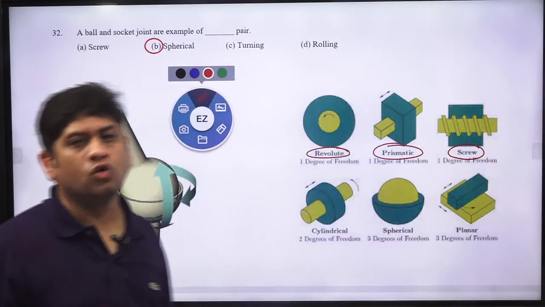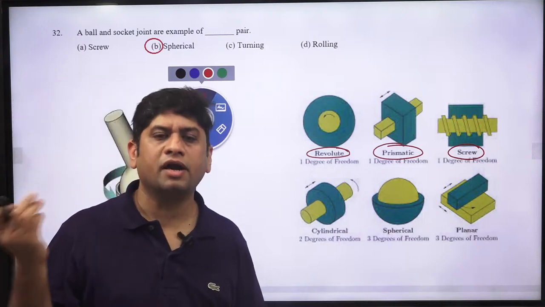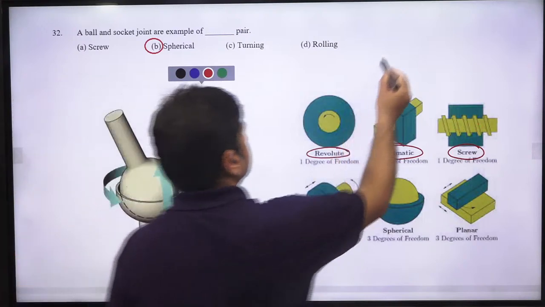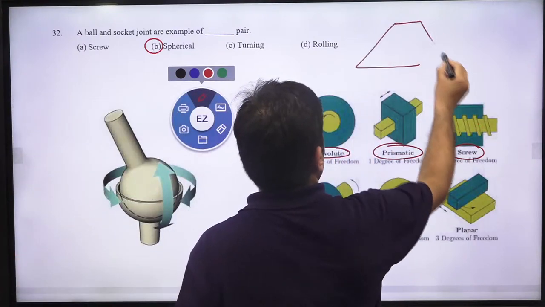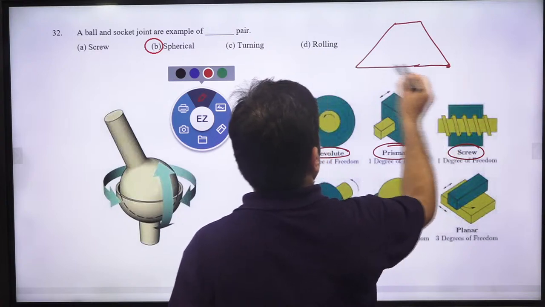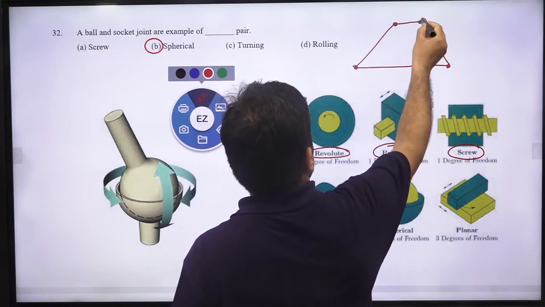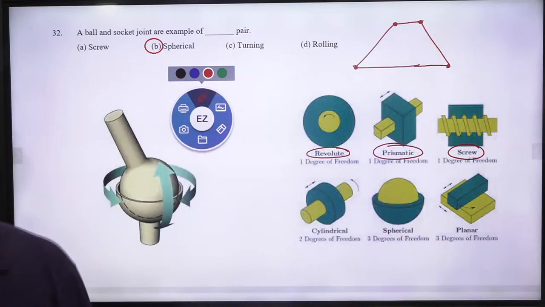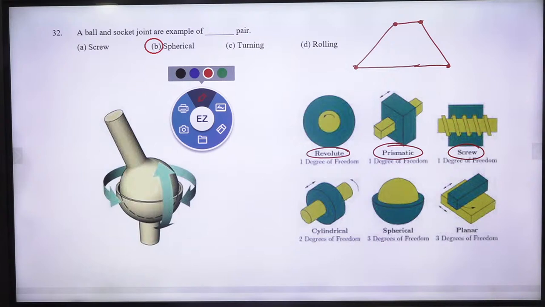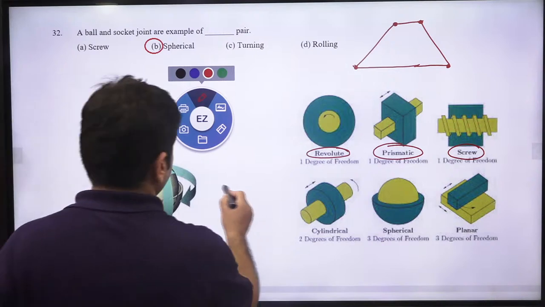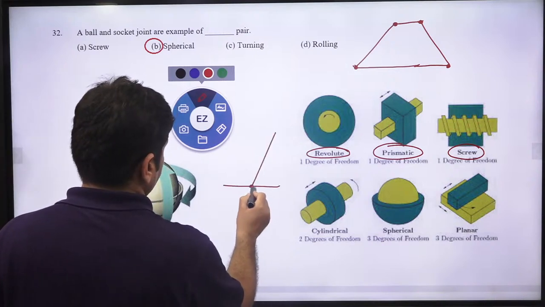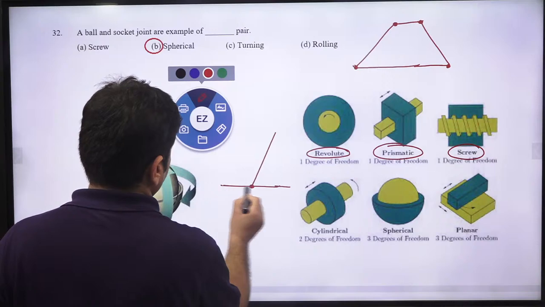Sir, what is the revolute? Revolving pair, rotating pair. All of these pairs are revolute pairs, revolving pairs. Single degree of freedom. Link rotating with respect to this. This is also a revolute pair.